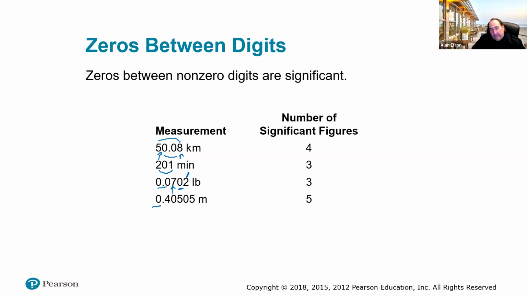Here, we're not going to count the first 0, but we'll start counting here at the 4. And all these are trapped zeros along with some non-zeros, which means that they're all going to be significant, which would be 5 significant figures. Any questions on those there?